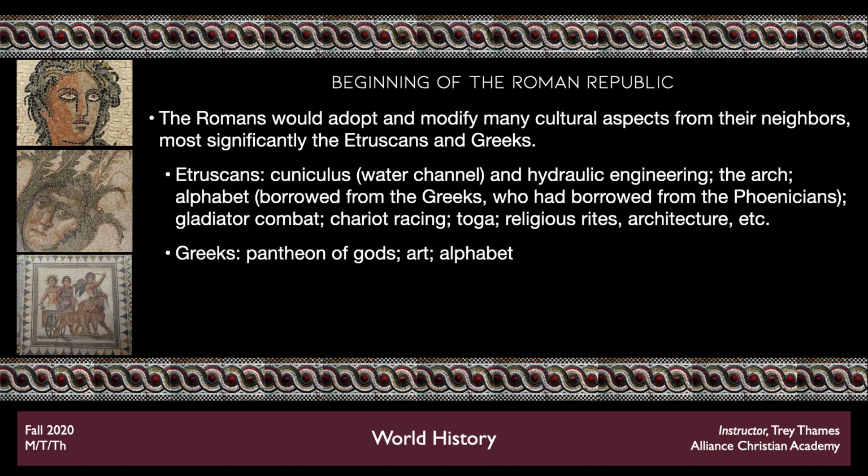Now, as mentioned a minute ago, the Romans will adopt and modify many cultural aspects from their neighbors, most significantly from the Etruscans and the Greeks. The Etruscans are going to give us a significant hydraulic engineering technology using a water channel called the cuniculus. It's a hard word to say. That word actually in Latin means rabbit. And so you're like, a rabbit would burrow a hole.